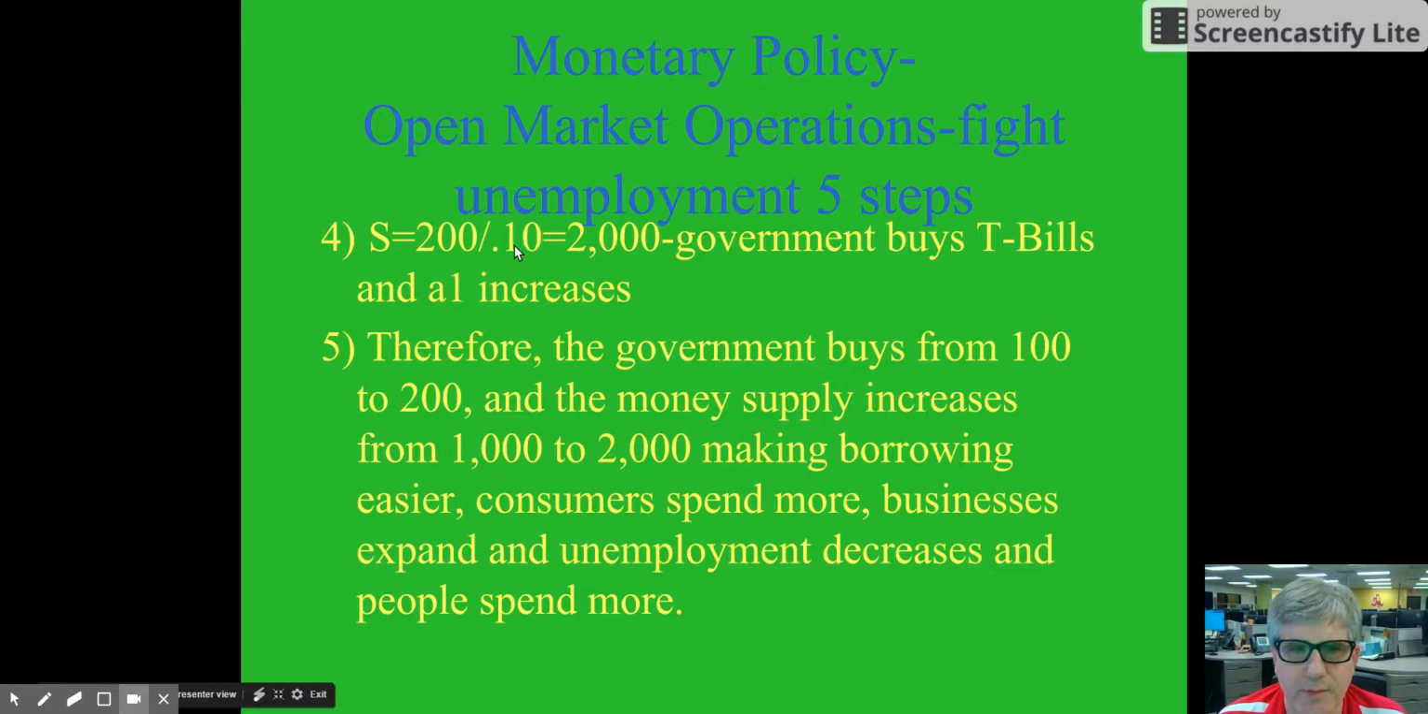Now the difference is we keep the reserve requirement the same. We raise the A1. So 200 divided by 0.1 is 2,000. The government buys T-bills and A1 increases. Therefore, the government buys T-bills from 100 to 200. Money supply increases from 1,000 to 2,000, making borrowing easy. Consumers spend more. Businesses expand. Unemployment decreases and people spend more. GDP goes up.